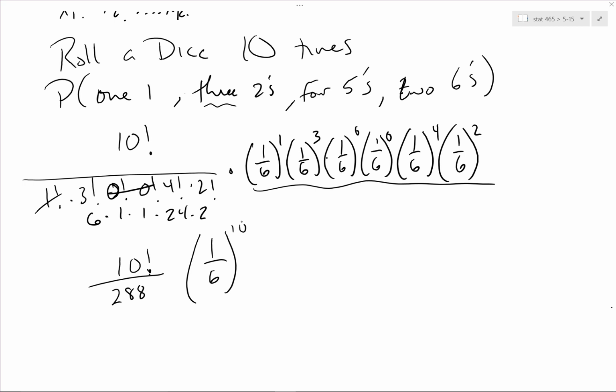By the way, 10 factorial is a pretty good sized number. What does that come out to be? I don't know, pretty good size. But then remember, the answer is going to be fairly small. Is it weird that we didn't get any 3s and 4s?